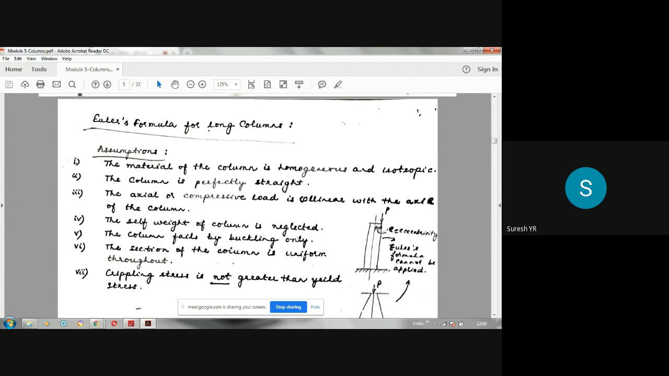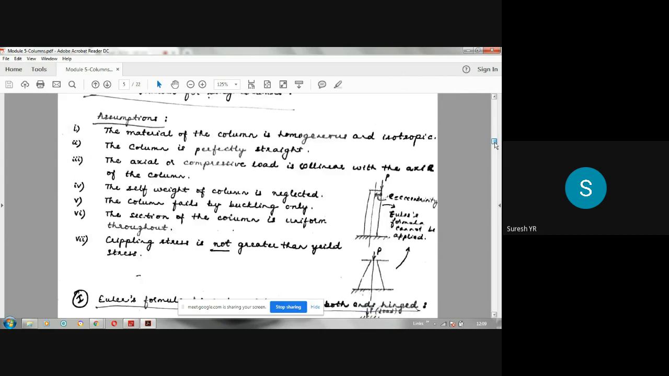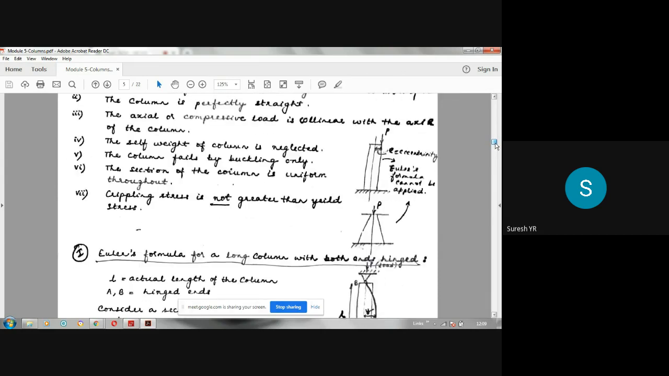We are not considering the self weight. The column fails by buckling only. That means it is a long column. It fails only by buckling, not by crushing. That is the meaning. The section of the column is uniform throughout. That means the cross section of the column remains the same. There is no increase or decrease in diameter. It is not tapered. So width or diameter, whatever it is, for the entire length of the column, it remains the same. Suppose the column is like this.